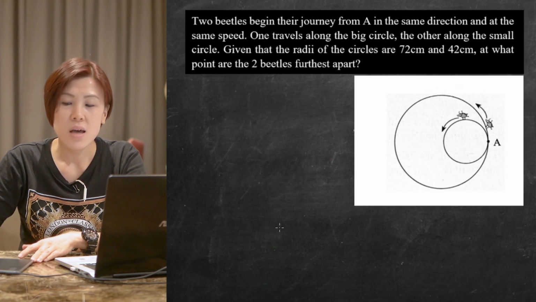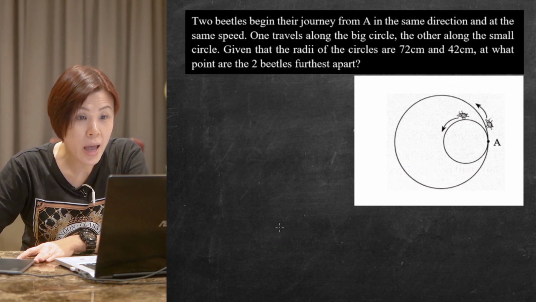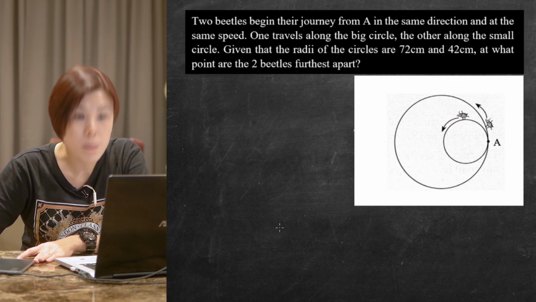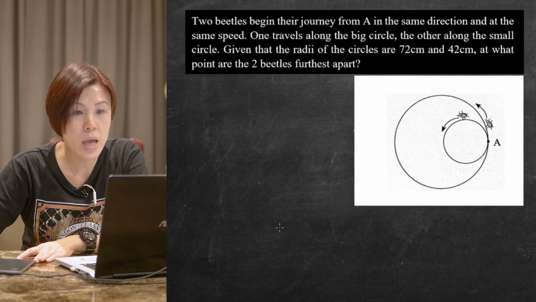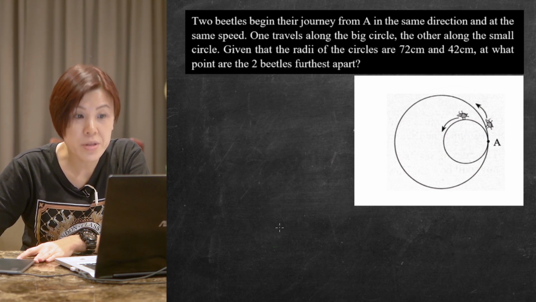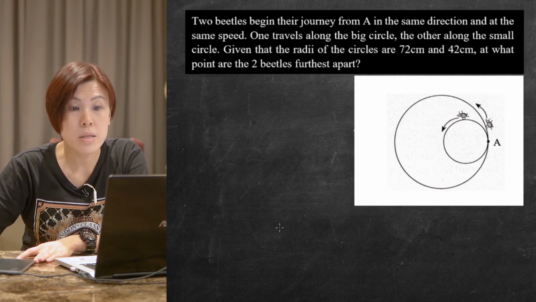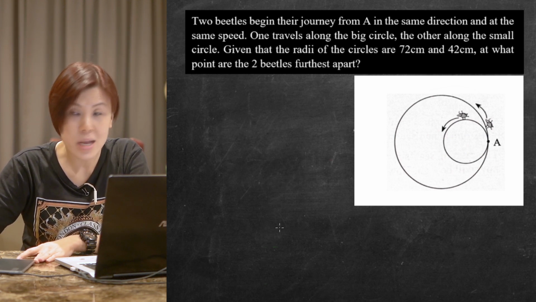Let's begin. Two beetles begin their journey from the same point, in the same direction and at the same speed. One travels along the big circle, the other along the small circle. Given that the radii of the circles are 72 cm and 42 cm, at what point are the two beetles furthest apart? In this question, as the beetles are traveling on circles, we need to find the circumference of each of the big and small circles.